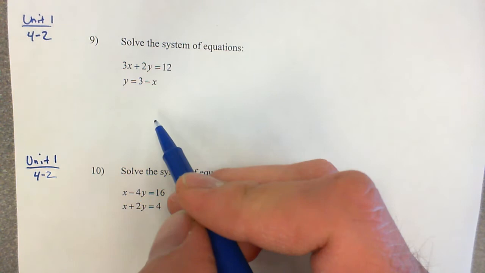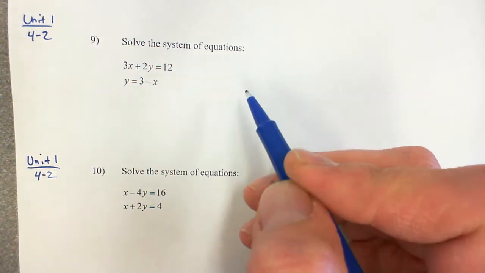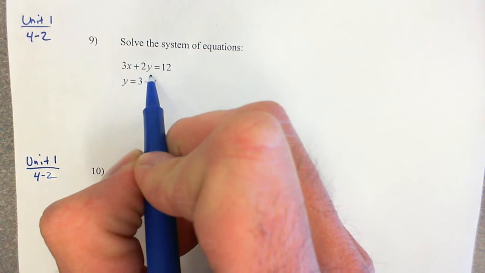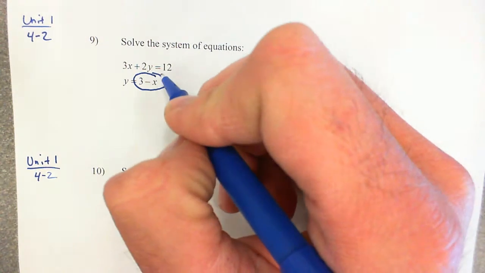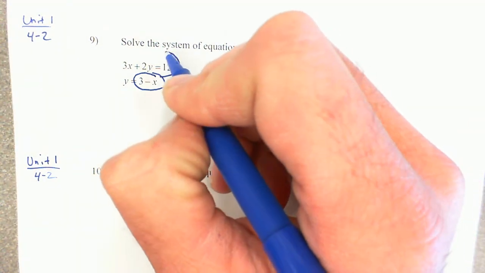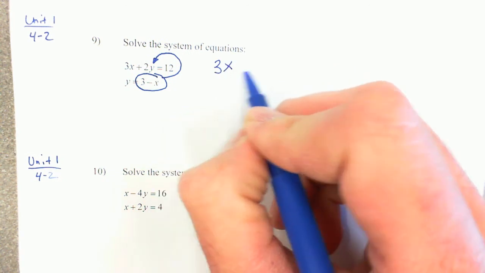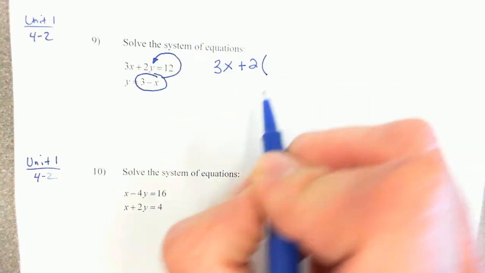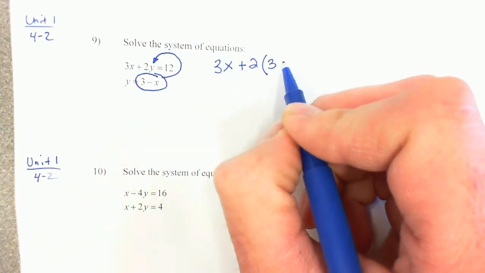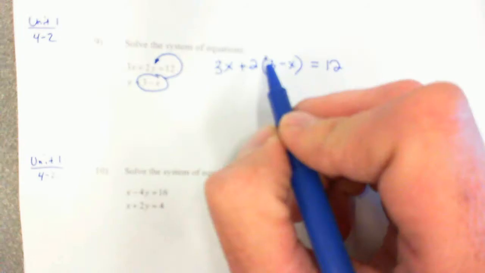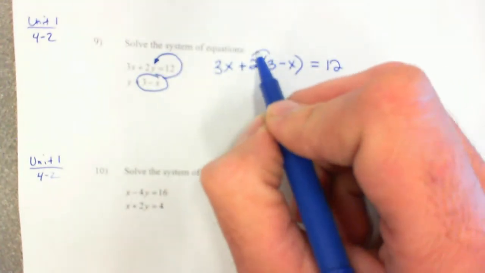So on this one, again, we have our choice between elimination and substitution. Well, because y is by itself, I think this is an awesome question for substitution. We know y equals 3 minus x, so we can plug in what y is for y. This gets you 3x plus 2 times this whole thing, 3 minus x, equals 12. So here we have to distribute.